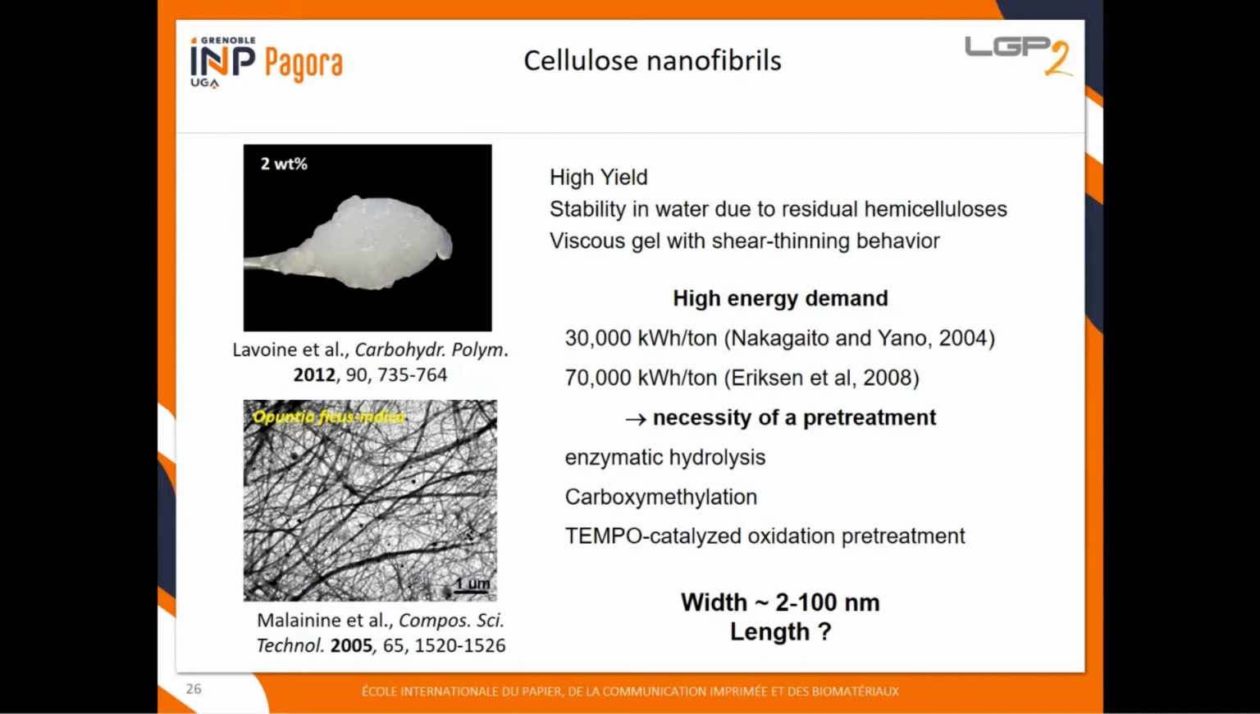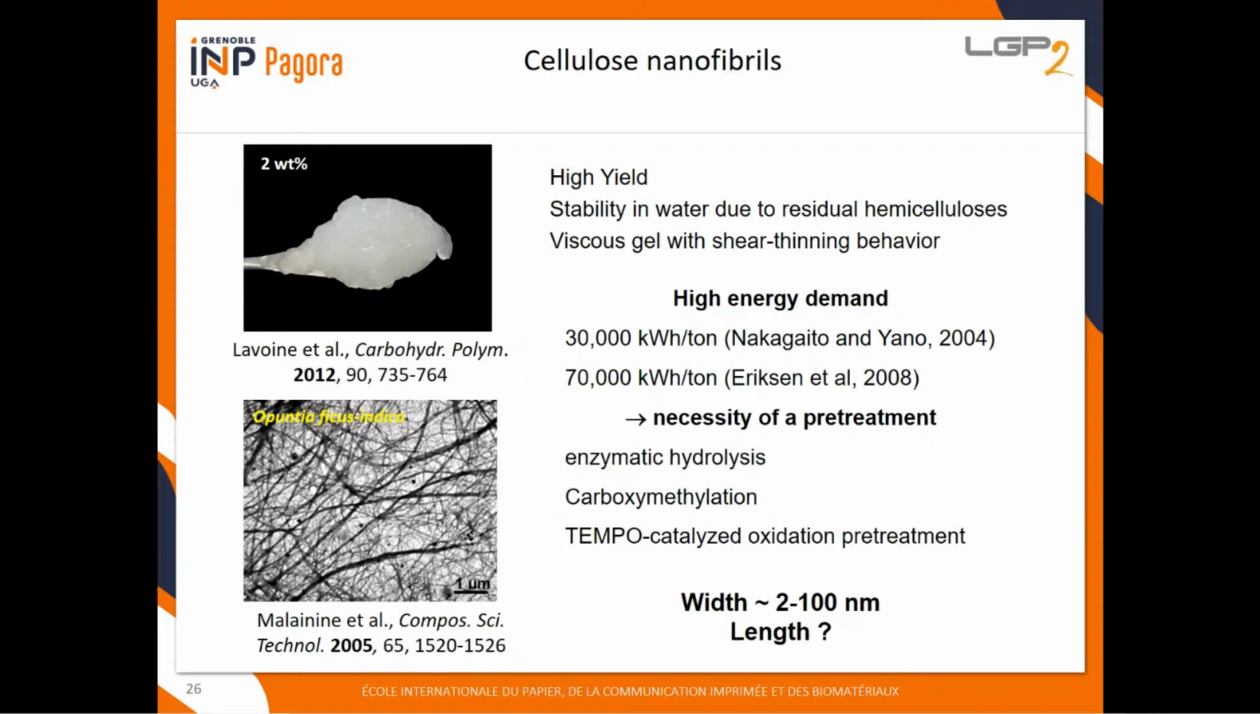This is the aspect of the material which is obtained after this mechanical treatment. Here we have 2% cellulose, meaning that we have 98% water. You can see that it looks like a gel, and this gel is stable in water, and this is due to residual hemicellulose. The yield is high, almost 1%, and this gel displays a shear thinning behavior, meaning that when increasing the shear rate applied to the suspension, the viscosity of the material decreases. So this is well known.